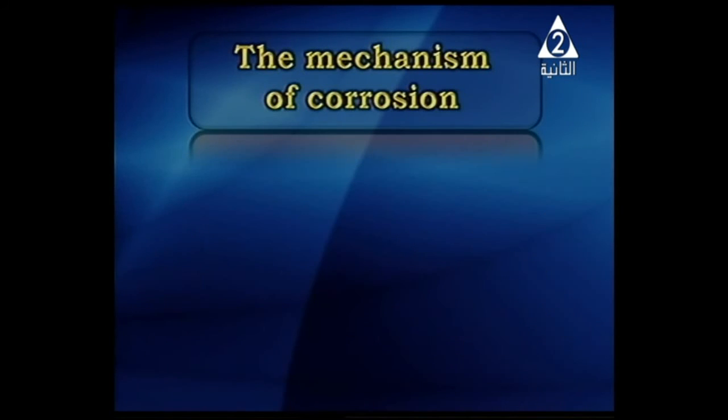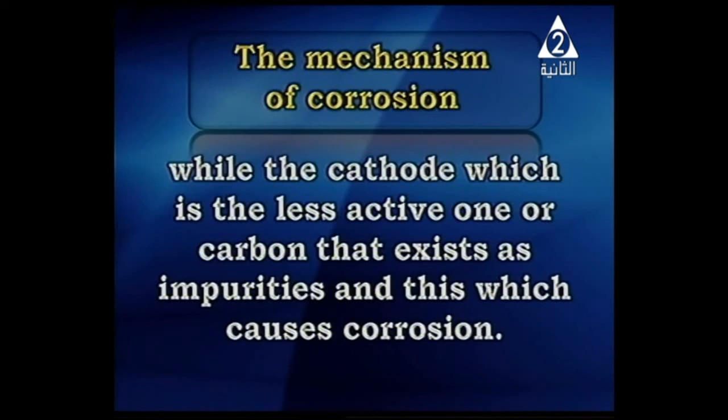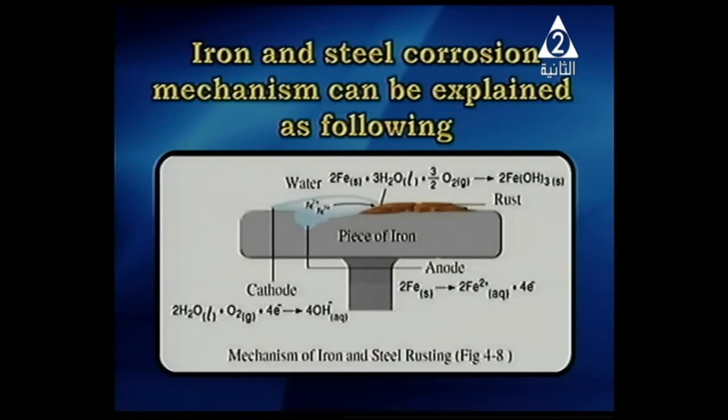After that, we have the cathode and the anode. The anode starts the chemical reaction that causes the corrosion, but the cathode, which is the less active one, or carbon that exists as impurities, causes the erosion or corrosion of each one of these metals. After that, iron and steel.